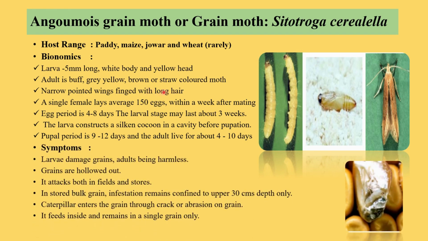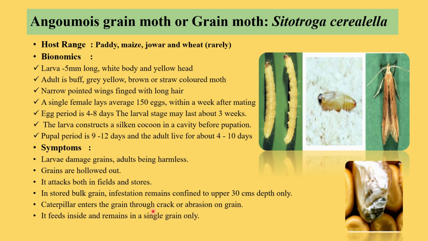Coming to the symptoms, the major damage to the grain by the grain moth is caused by the larva, the adults being harmless, and the grains are hollowed out. It attacks both in fields and stores, so it is a very major pest. It is in the stored bulk also. Its infestation will be confined to a depth of up to 30 centimeters only, so you can observe it in the godowns. The caterpillar enters the grain through cracks or abrasions on the grain. It feeds inside and remains in a single grain only.